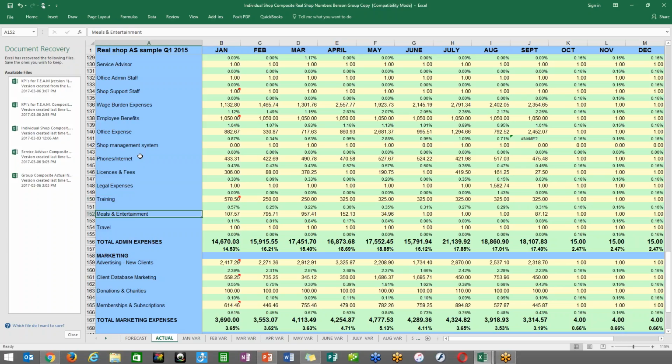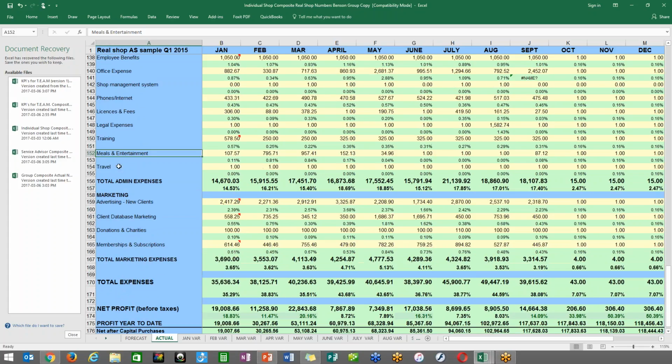Meals and entertainment, the guy's not exactly spending wildly, though some months look higher. And travel, and by the way, this particular fellow was in a management group, and so the travel expenses and the meals and entertainment sometimes were to go off to a meeting with us. Total admin, the dollars was 14,000 and the percentage was 14.53. We don't have a benchmark for those, of course, we don't need one.